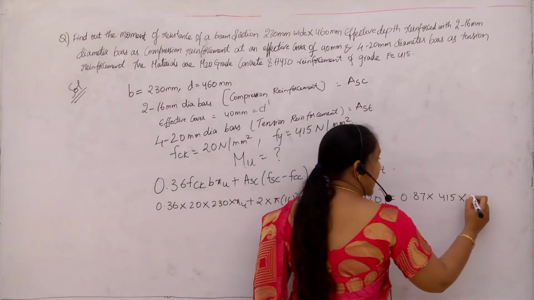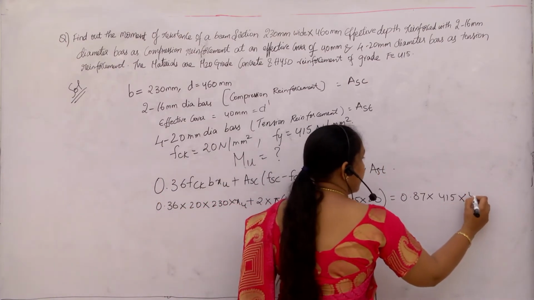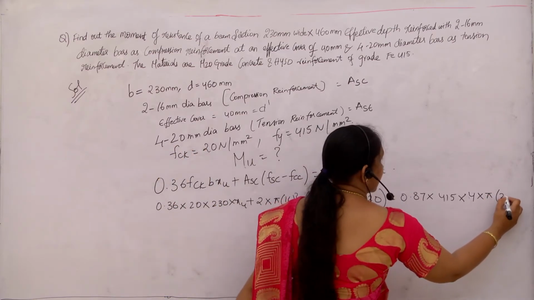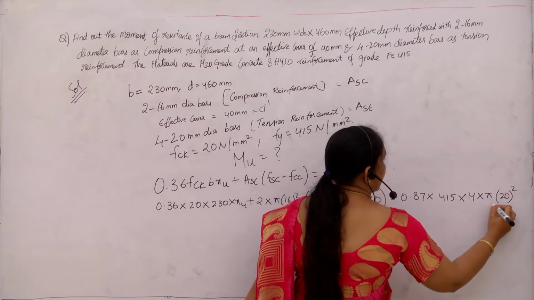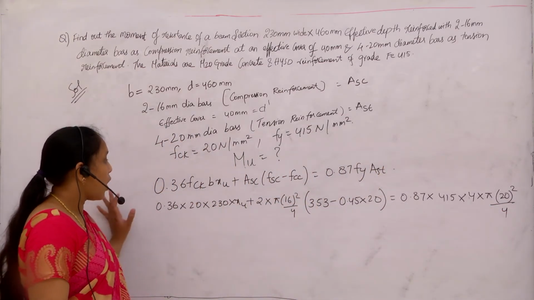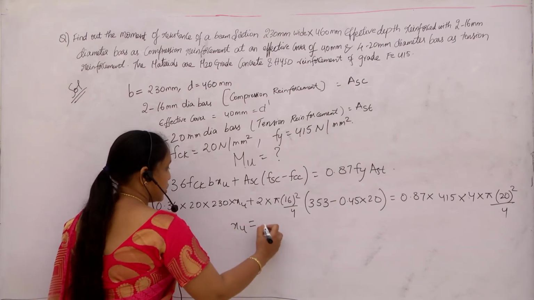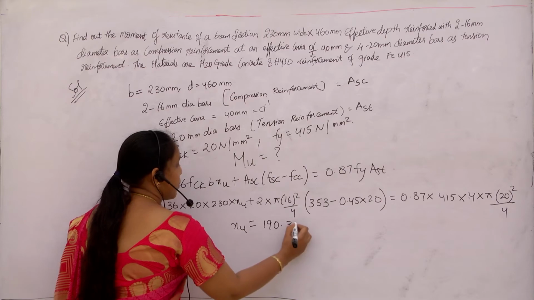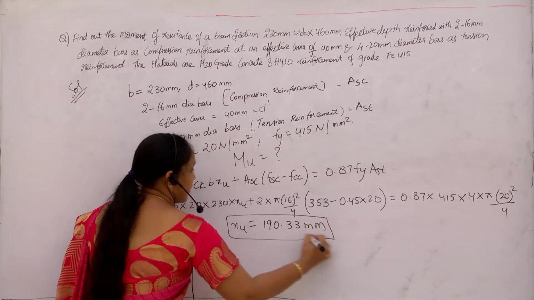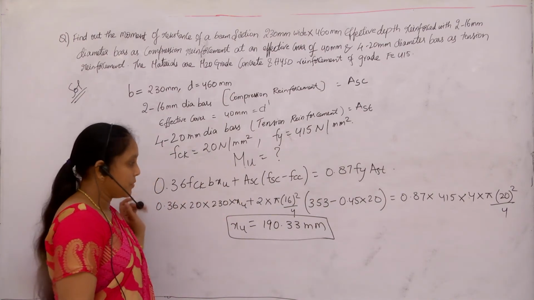The formula is N into pi D square by 4. So what are the number of bars here? 4 into pi D square. What is the diameter of each bar? It is 20. Pi D square by 4. So by substituting all these values, you can calculate the value of XU, which you will get as 190.33 mm. So this is the value of XU you are going to get after solving this particular equation.